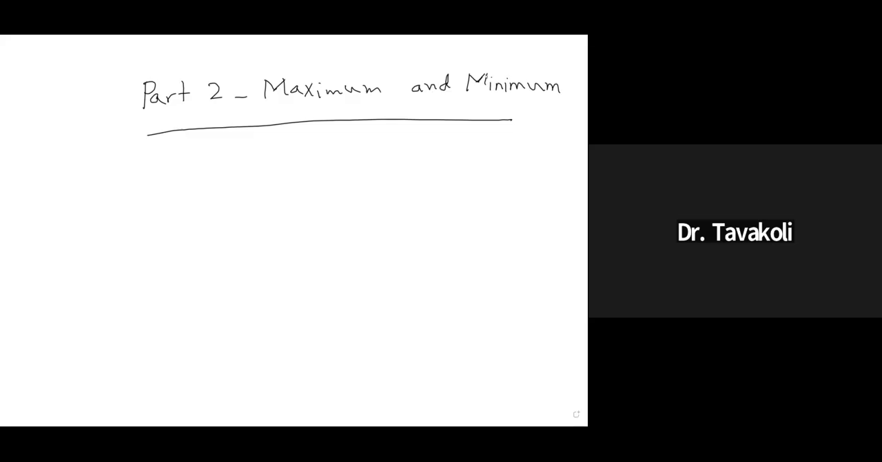Okay, as I mentioned at the end of the previous video, here we do some examples of applying the second derivative test to determine local max, local min, or the saddle point of a function of two variables. So let us start with an example for which we found the critical point.